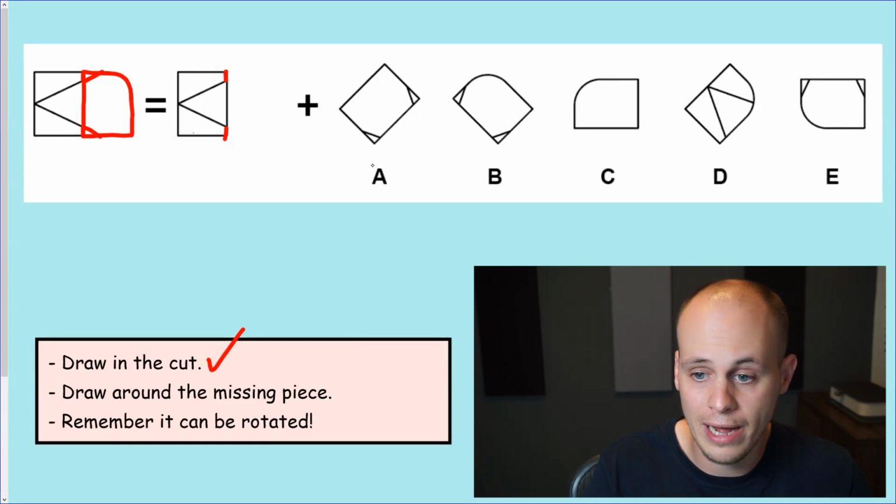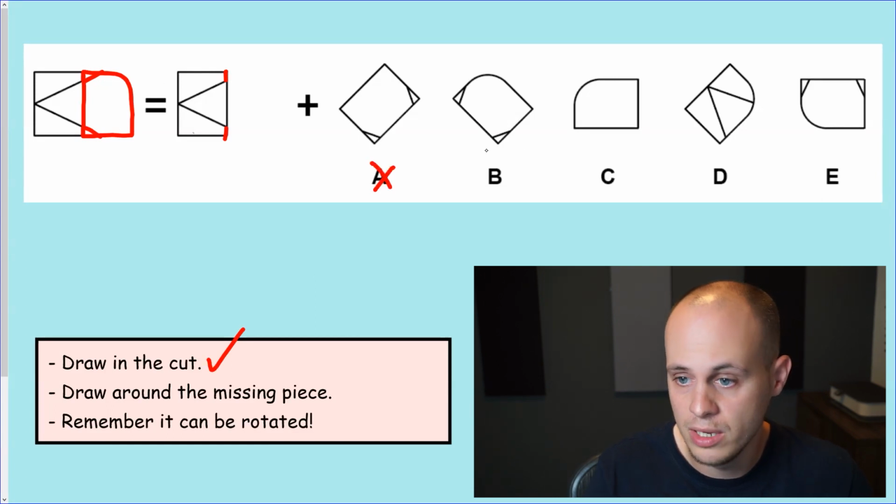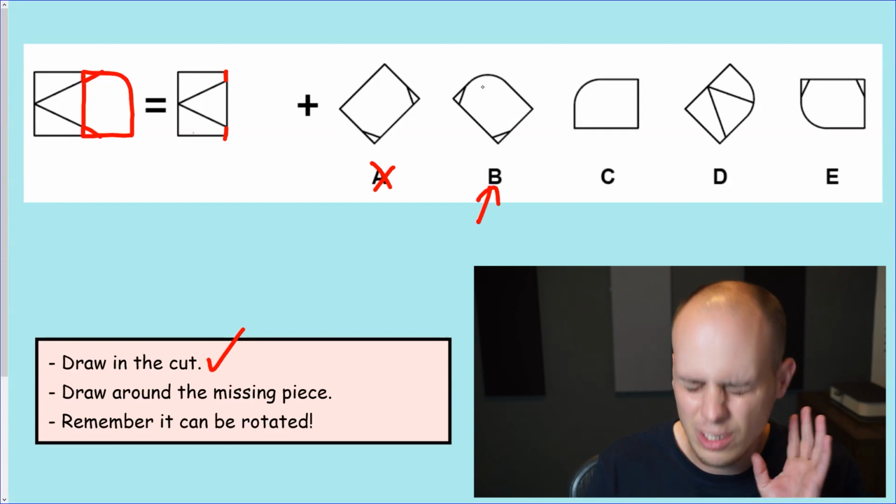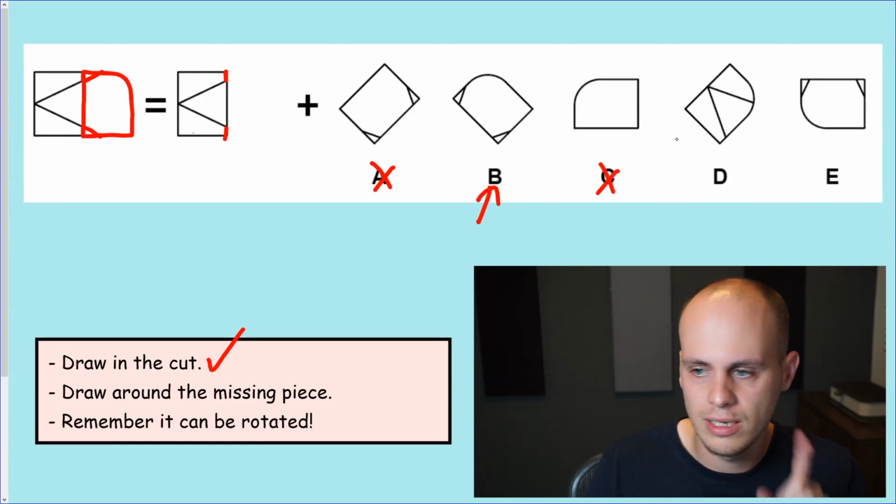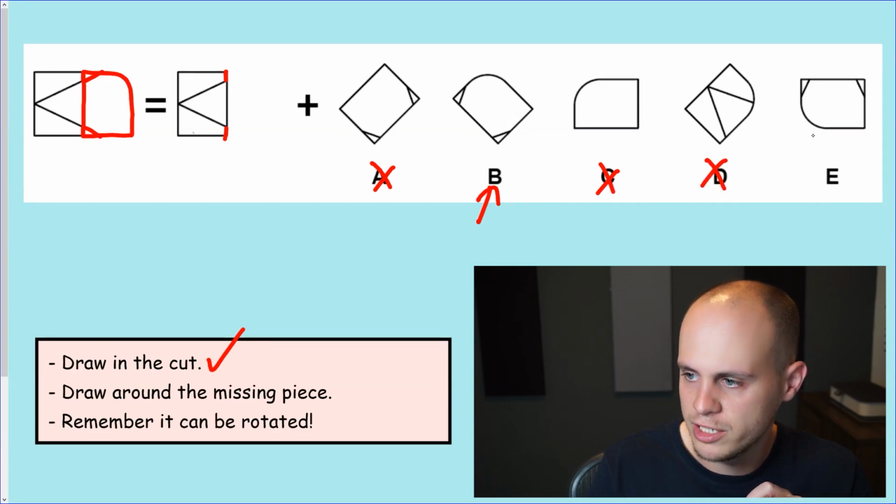So quite clearly, not A, because there's a curved piece here. B is looking very promising. I'm just going to check the others to make sure I'm not being silly, but it quite clearly looks like this. C has not got the little lines in it. D, no, it does not have that massive sort of triangular shape there.